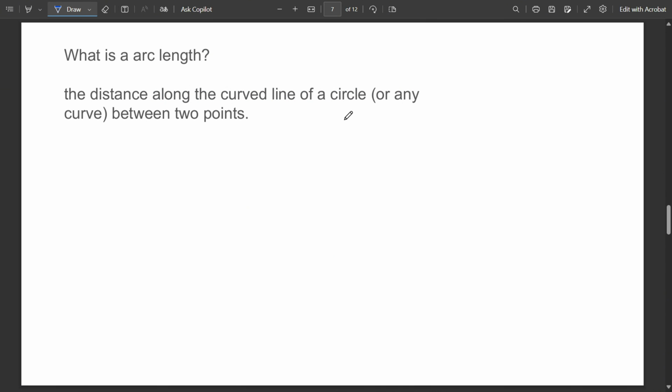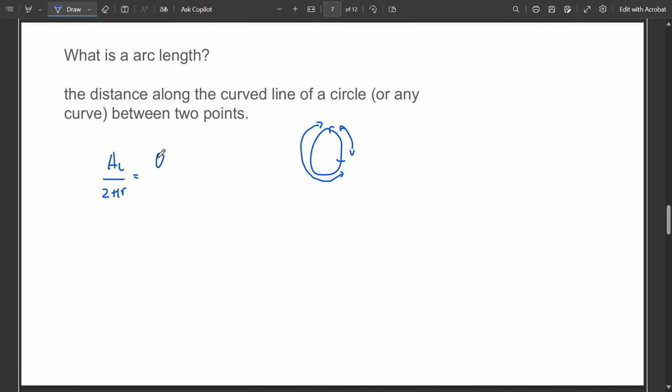And then, what is an arc length? The distance along the curved line of a circle or any curve between two points. So if we have a circle, you can pick this one, this one, and this one. This part is an arc length, or this part can be an arc length. So the arc length formula is given by the arc length over the circumference 2 pi r is equal to the angle over 360 degrees.